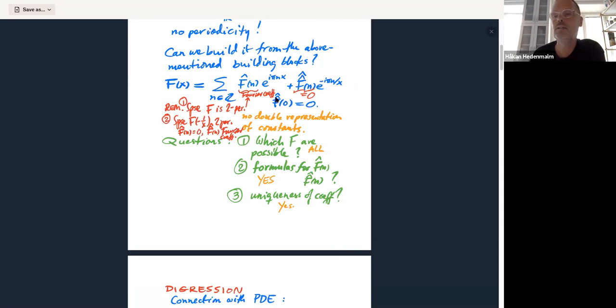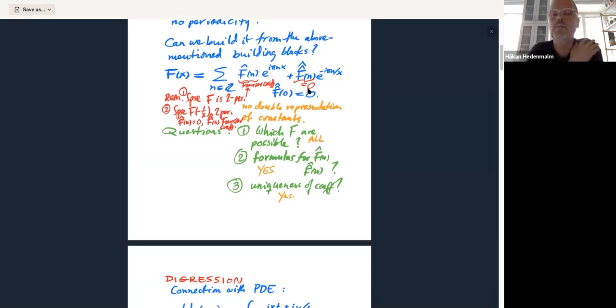If you just require that, you would get double representation of the constants. So you need to remove that. So you just ask the second coefficient to vanish at n equal to 0. But apart from that, you get all the functions. You can get all functions represented, no periodicity, no nothing.